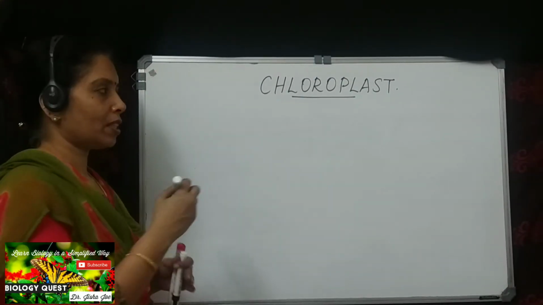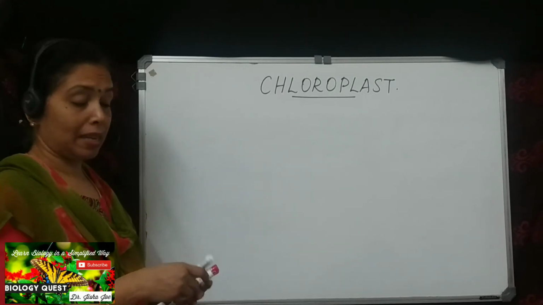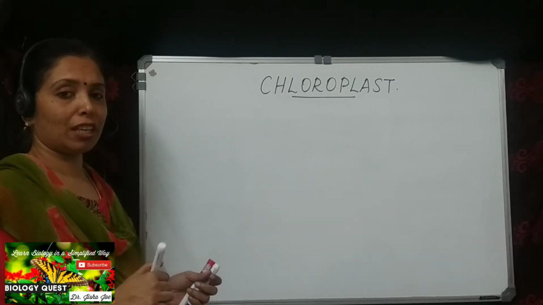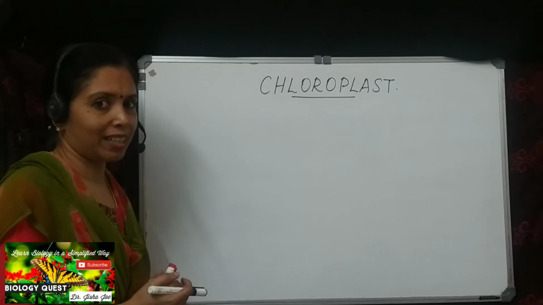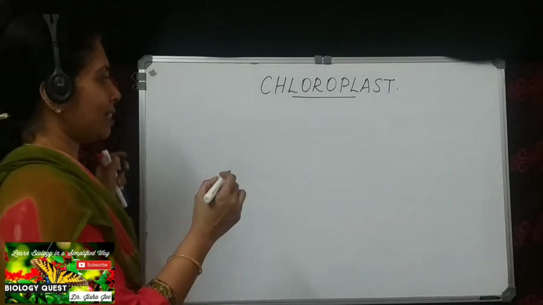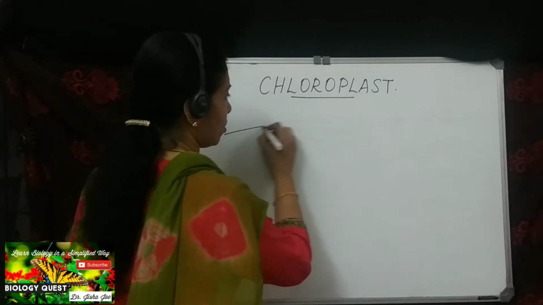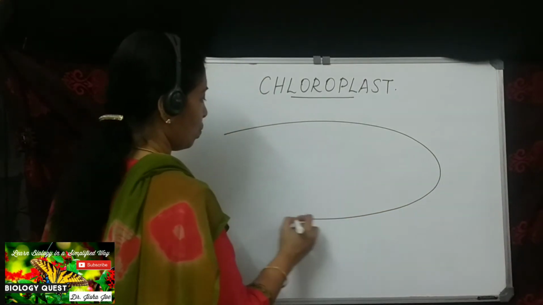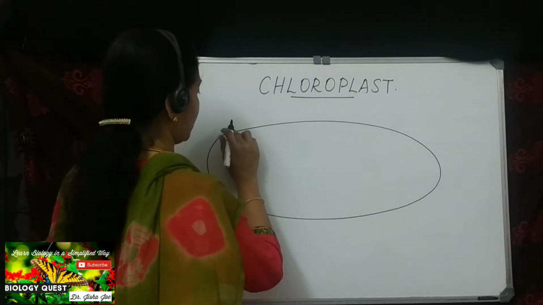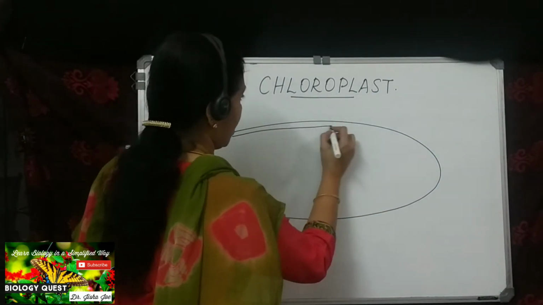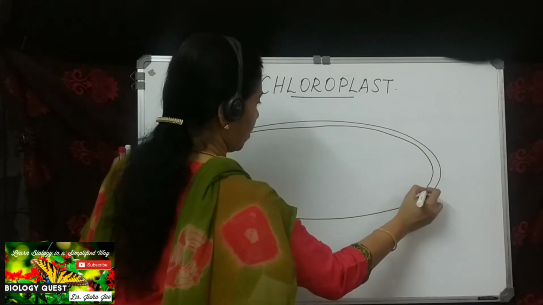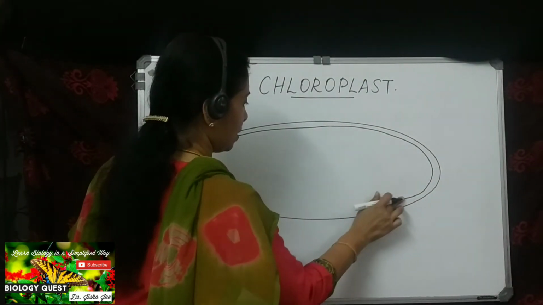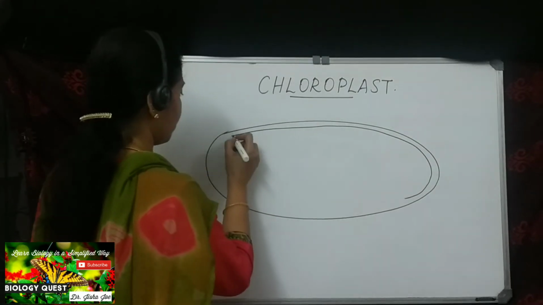Now moving on to the structure of the chloroplast. The shape is oval or spherical, and it is a double membraned structure. It has two membranes, the outer membrane and the inner membrane. So it is a double membraned structure, as you see.